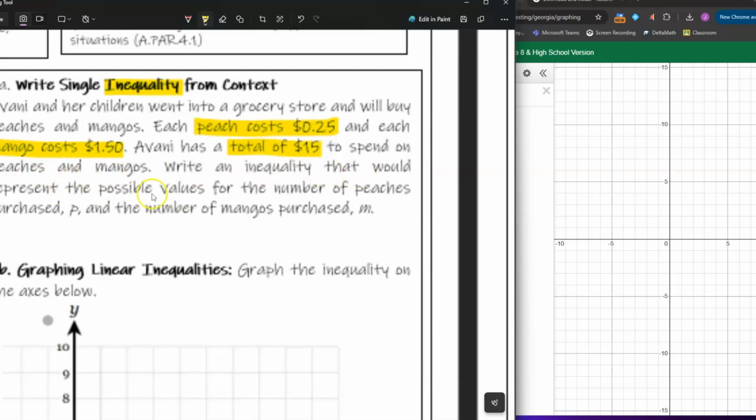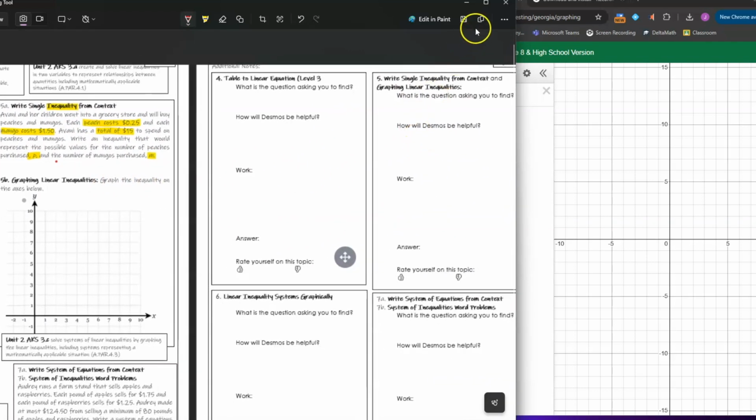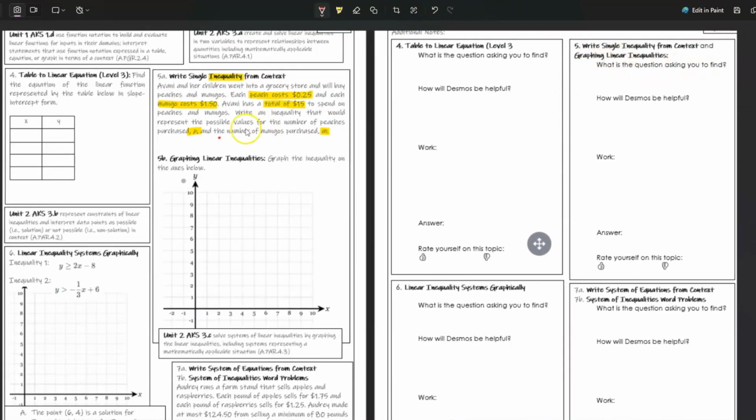Write an inequality for what would represent the possible values of the number of peaches purchased, P. So they tell me use P for peaches and M for mangoes. So you just have to use their variables. So I can buy a peach for how much? $0.25. And again, I'm doing my work here, but you should be doing your work here. Over here, it says, what is the equation asking you to find? Write a single inequality. So you can just write that down, okay? How will Desmos be useful? It won't. So NA means not applicable.